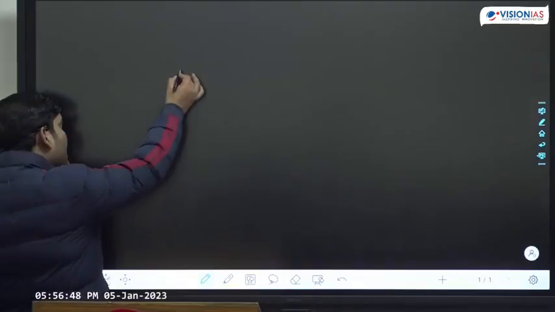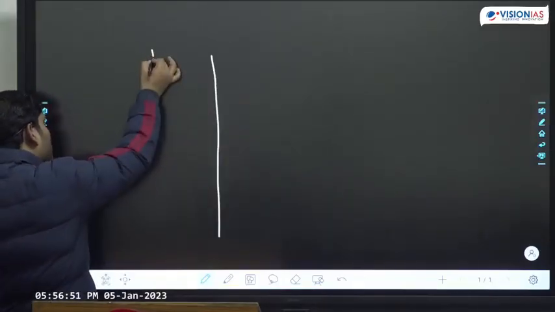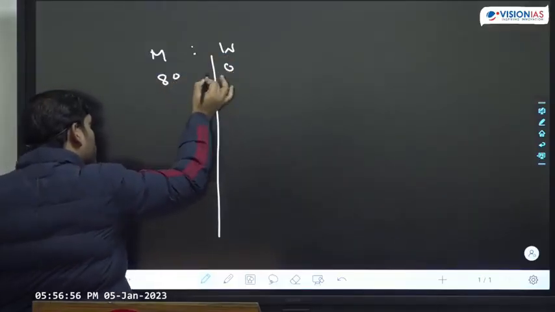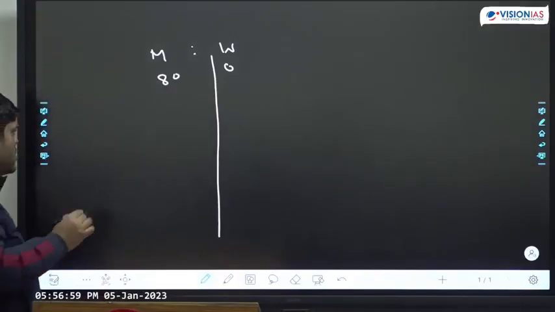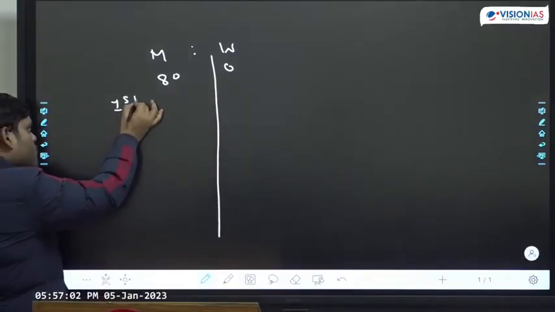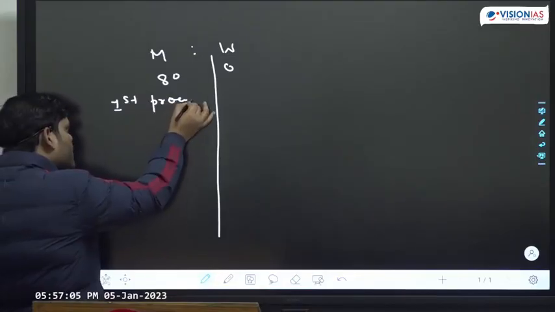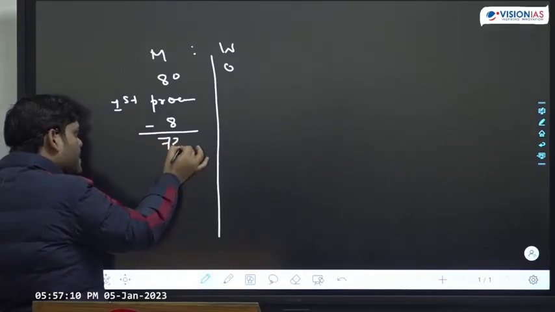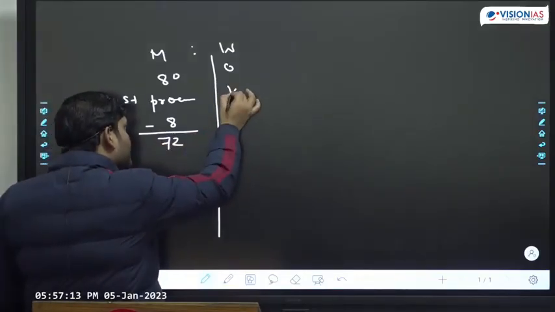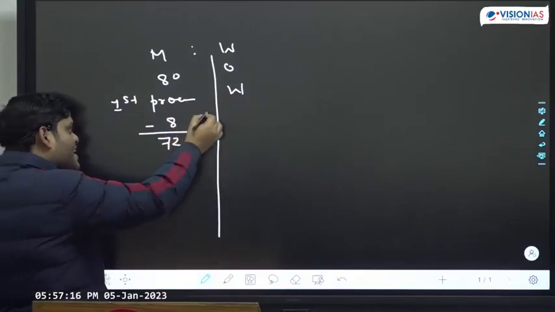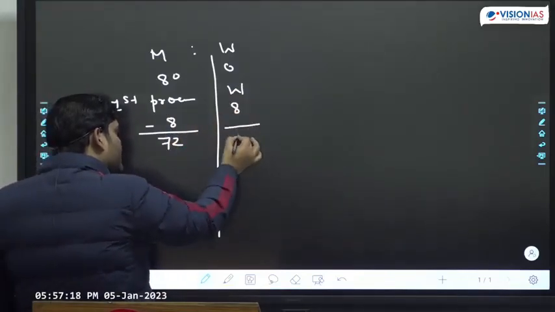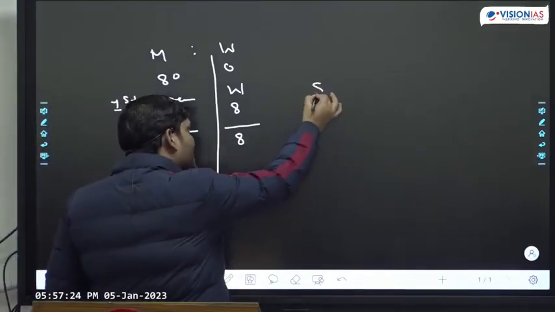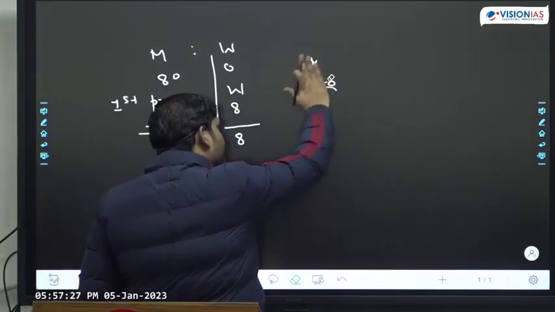See, initial case, let's talk about milk and water. Initially milk was 80, water was 0. The first process, what have we done? We have taken 8 liter of milk out. So now milk becomes 72, and water we have added as 8. So this becomes 8.